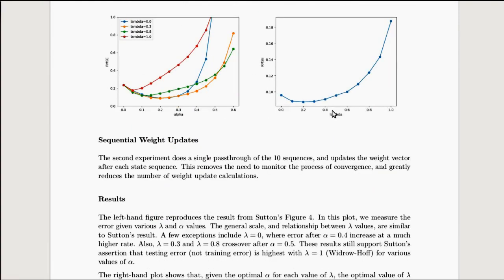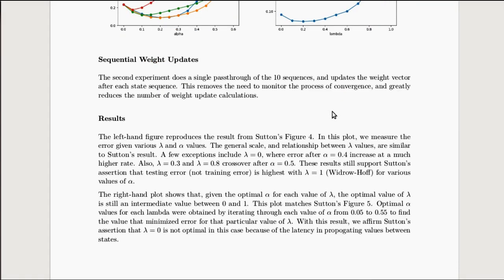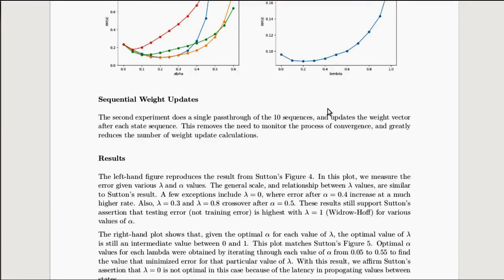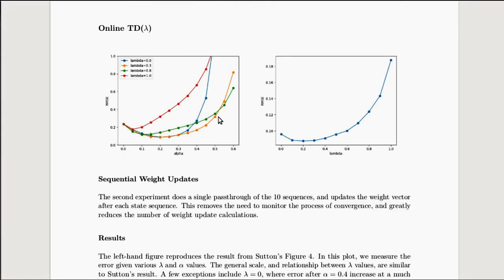Alright, online TD, sequential weight updates. So this is where we update the weight vector after each individual episode. We only go through a training set once. Here we're experimenting to see how lambda values interact. Lambda equals 1 again shows that it has lower predictive qualities than lower values of lambda given any given alpha.